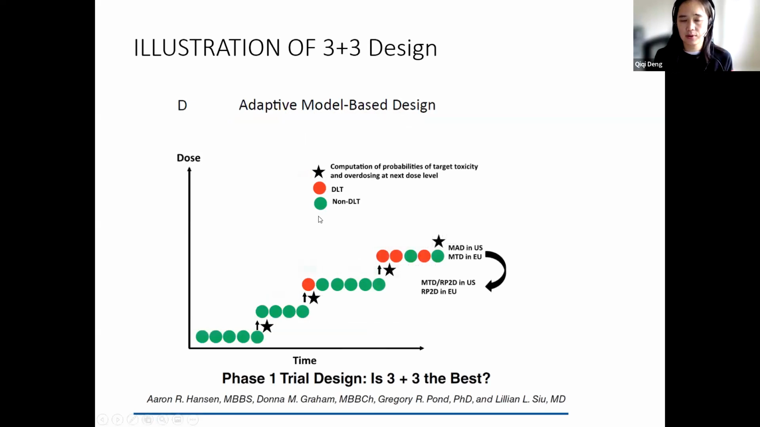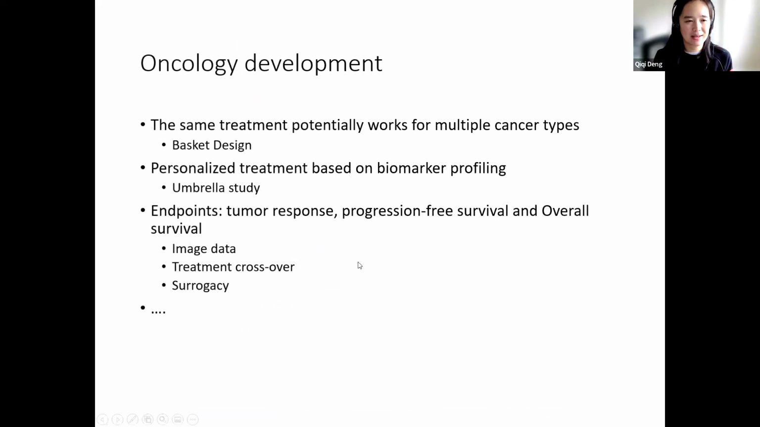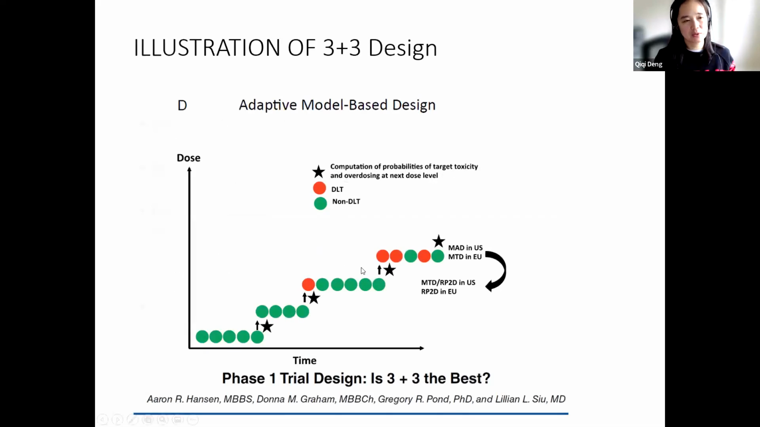And nowadays, there are a lot of models that are much more sophisticated than 3+3. There are Bayesian-based approaches. There are rule-based approaches that fundamentally come from Bayesian methods. And there are model-based approaches trying to model the whole dose response curve. So overall, I think the dose response design is very different in oncology.